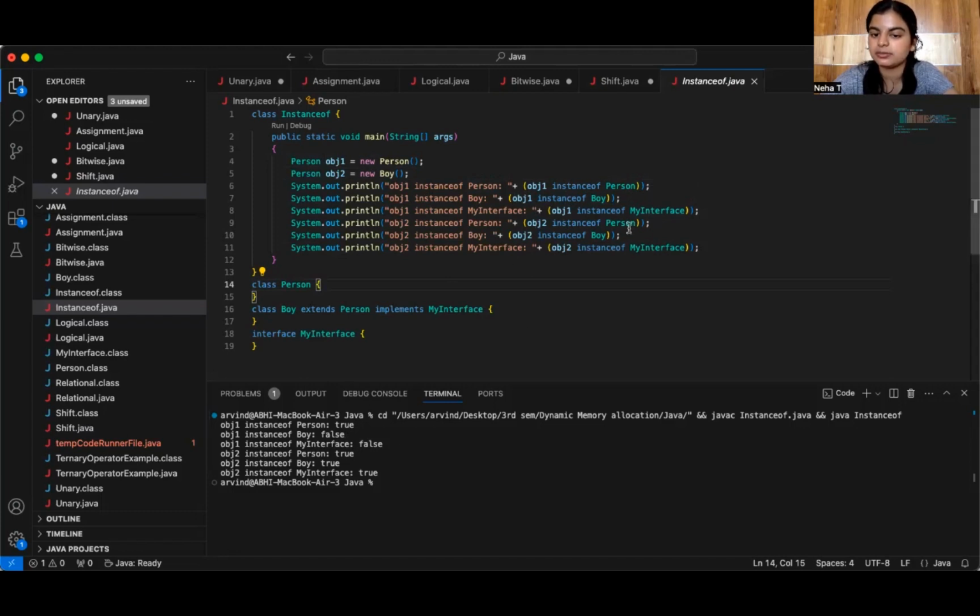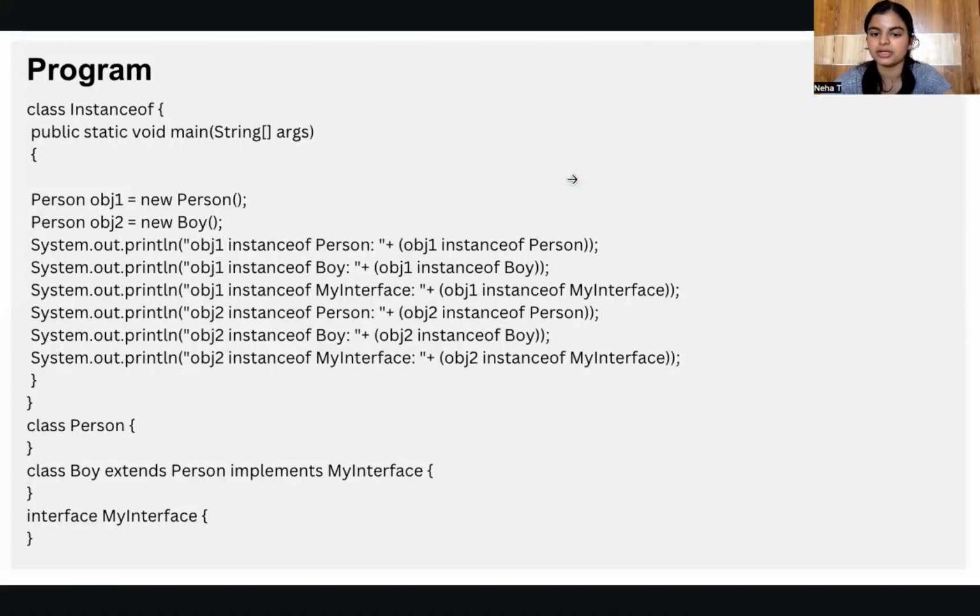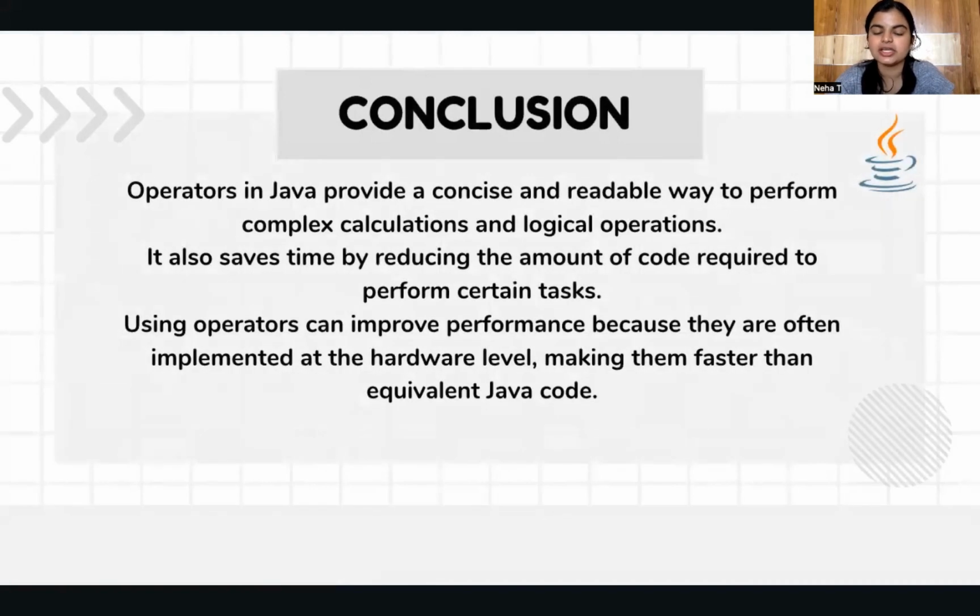Object two instanceof person? Yes, because this is a parent class. Object two is from boy, the subclass, and the subclass is inheriting the person class. So we'll get true as the answer. Object two instanceof boy? Yes, again we'll get true. Object two instanceof my interface? Yes, true, because it is implementing my interface. So this is all about the instanceof operator. We've taken all the operators and seen how they work. So that's it for the video.